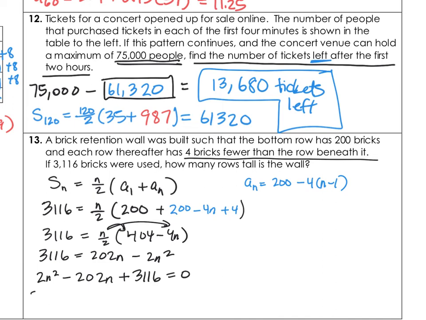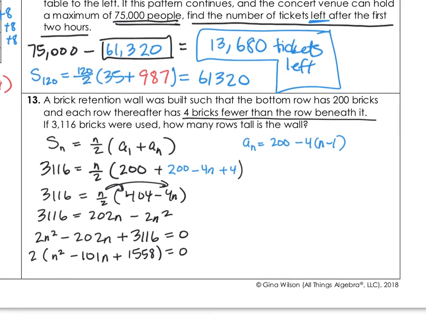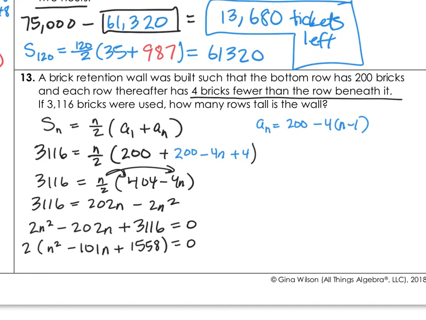All right, let's see, I can factor out a 2. That should help at least a little bit. What is half of 3,116? 1,558, I think. Okay, so if this one factors, which this one actually does because I played with the numbers to make sure it would, but if it doesn't, you can use your quadratic formula to go straight to the answer here. But I happen to know that this factors to n minus 19 and n minus 82. So n is either 19 or n is 82.